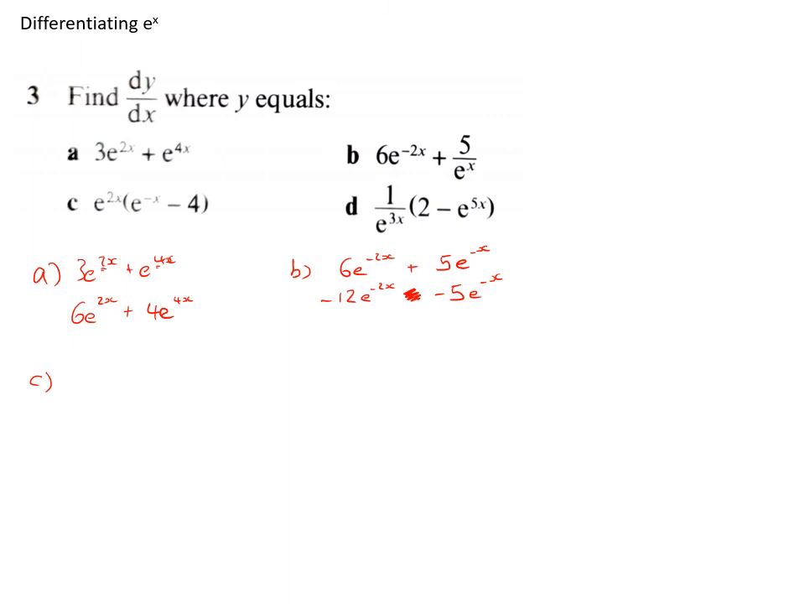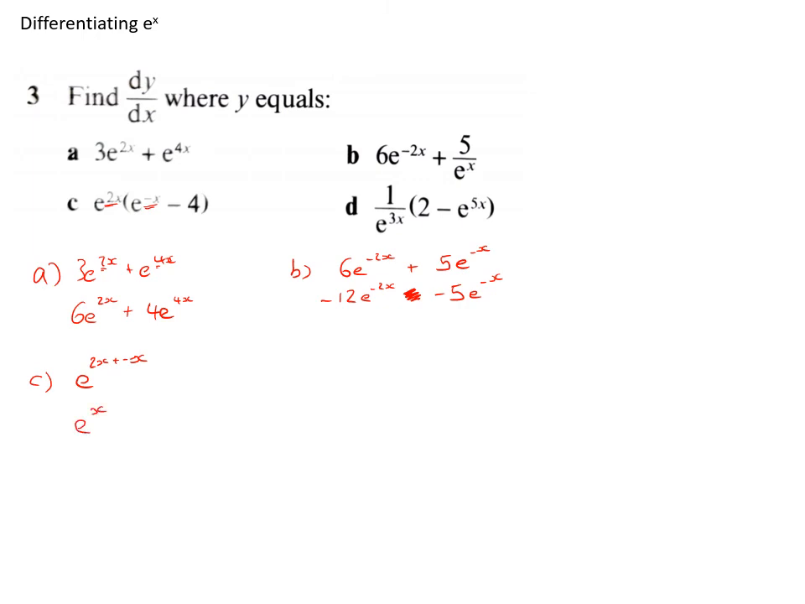But for the moment, all we need to do is actually just expand the brackets. Remember, when you multiply powers, you add the powers together. So if I've got e to the power of 2x times e to the power of negative x, it becomes e to the power of 2x add a negative x, which of course would simplify down to just e to the power of a single x.